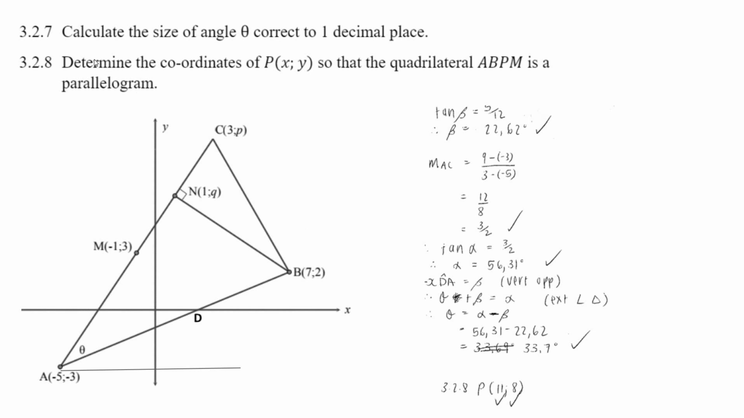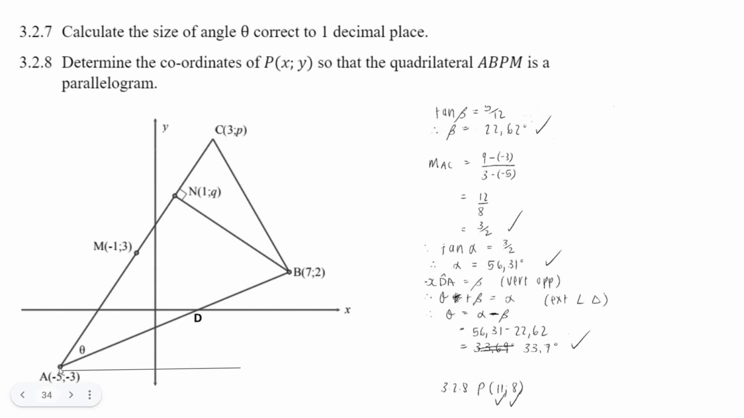Now the last question, it says, determine the coordinates of P so that the quadrilateral A, B, P, M, that'd be up here, I guess, ABPM is a parallelogram. Well, how are you going to do that? Well, all you have to do is look at the change that's happened here. The change it's moved to get from A to M, and do the same thing at B to get to P, and you'll get it.